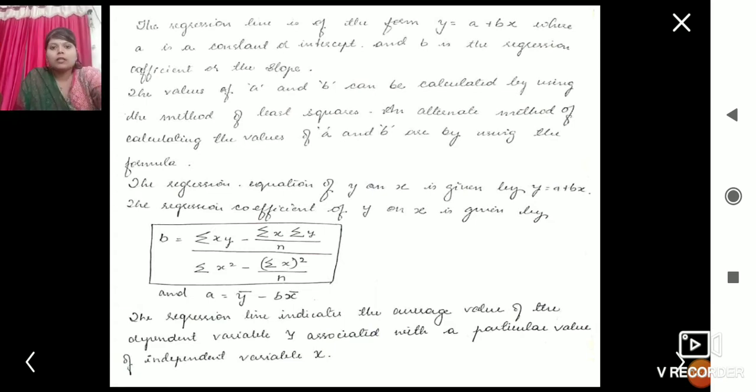The regression line indicates the average value of the dependent variable y associated with a particular value of the independent variable x. That is what we have been trying to explain from the beginning: one is the dependent variable and the other is the independent variable.